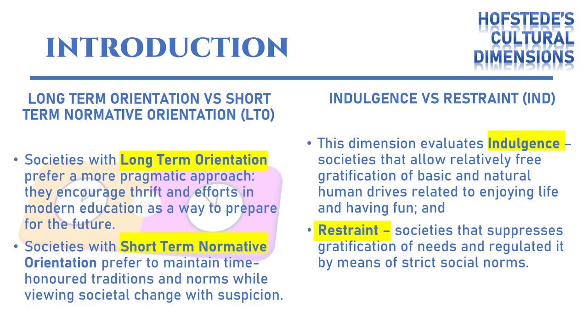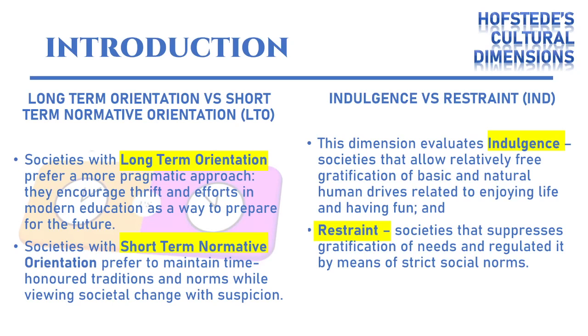The fifth dimension, long-term orientation versus short-term normative orientation, LTO. Societies with long-term orientation prefer a more pragmatic approach. They encourage thrift and efforts in modern education as a way to prepare for the future, while societies with short-term normative orientation prefer to maintain time-honored traditions and norms, while viewing societal change with suspicion.